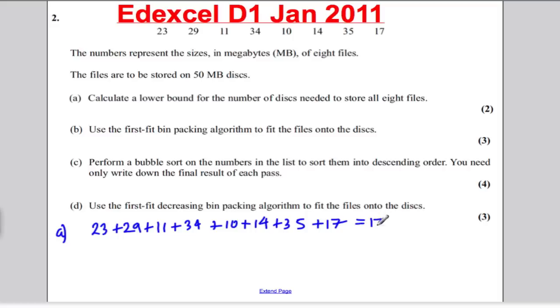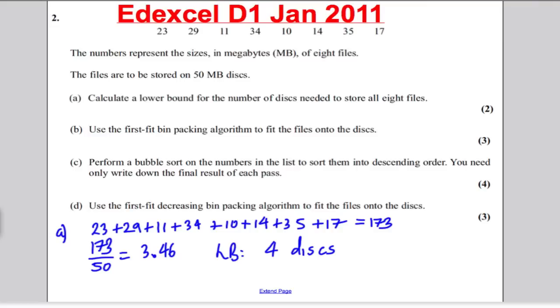And you get 173, and then you take 173 and you divide it by 50, and you get 3.46. So it tells you the lower bound is 4 discs. So that's the least the answer could be.